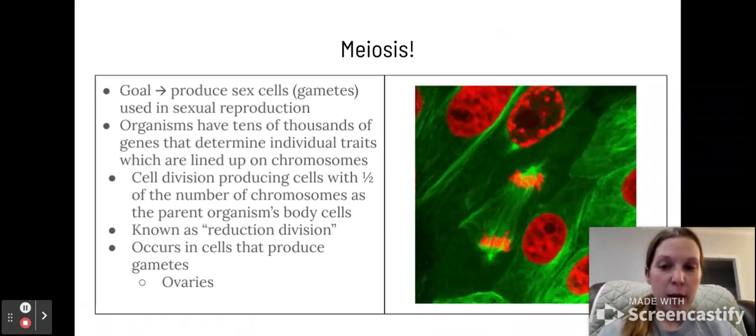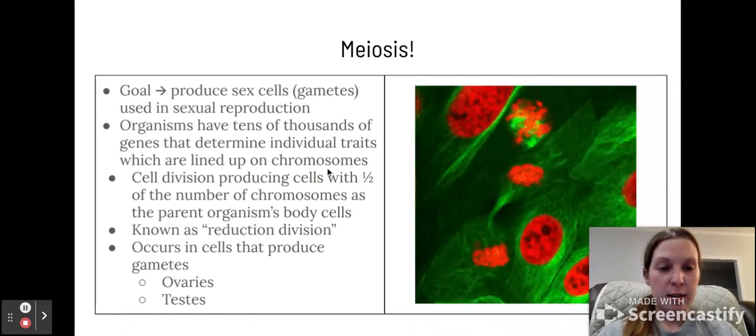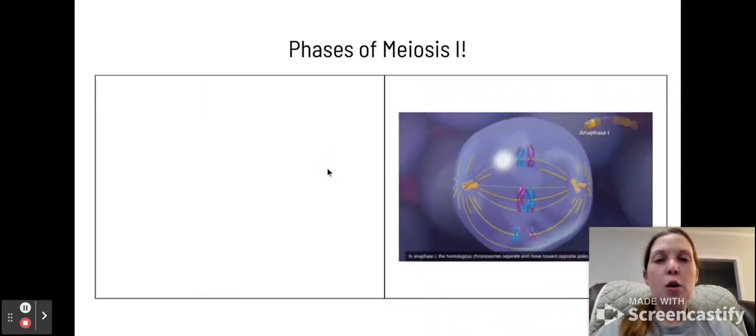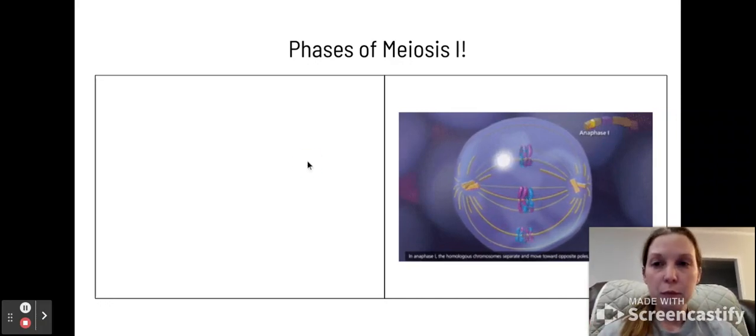So for females, this occurs in the ovaries. For males, this occurs in the testes. So we have phases for meiosis, but meiosis is broken up into meiosis 1 and meiosis 2. And the phases are all the same names as the phases in mitosis, just with a 1 or 2 after.